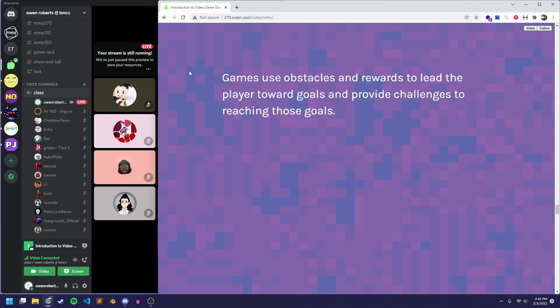Rewards should lead us towards the goal. Everything should sort of lead us towards the goal of the game. And then they also provide challenges. So obstacles obviously provide challenges. They try to prevent us from getting to the goal. Rewards also reinforce those challenges, because you might see, oh, if I go past this really steep cliff or something like that, there's this cool weapon that I can get over there. So rewards will also lead us towards challenges or lead us towards the goal.